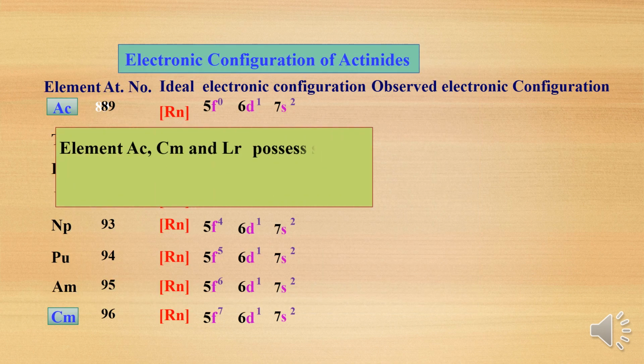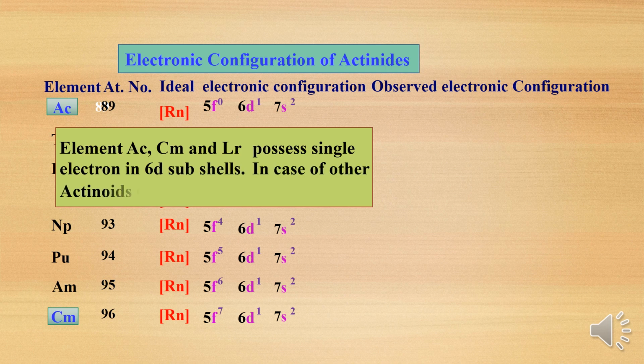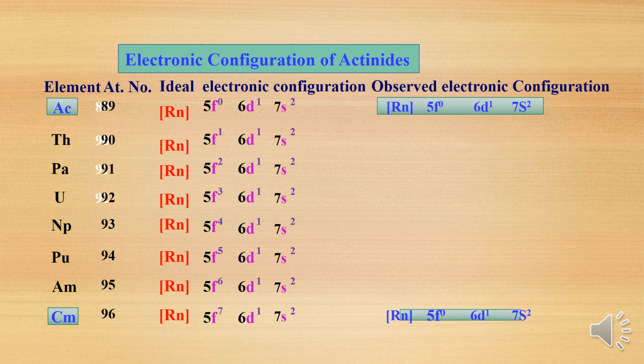Now you can see the elements actinium, curium and lawrencium possess a single electron in the 6d subshell. In the case of the other actinides, the 6d orbital is empty. That is in the observed electronic configuration. Actinium, curium and lawrencium have one 6d electron, but all the remaining elements possess zero electrons there; the orbital is empty. The nearest noble gas is radon. In curium you see 5f7 6d1 7s2. In other cases, the electron will transfer from 6d to 5f.